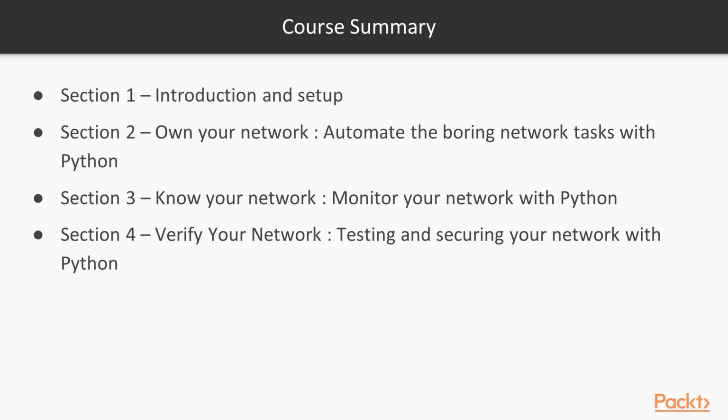And let's recap what we've gone through in the course. We've actually covered a lot of ground. In section 1, we did the level setting, set up the lab, and introduced what we're going to cover for the course. In section 2, we started looking at automating the boring network tasks with Python. In section 3, we looked at the various monitoring things that we could do using Python. And in the last section, we used various modules from Python to test and secure our network.